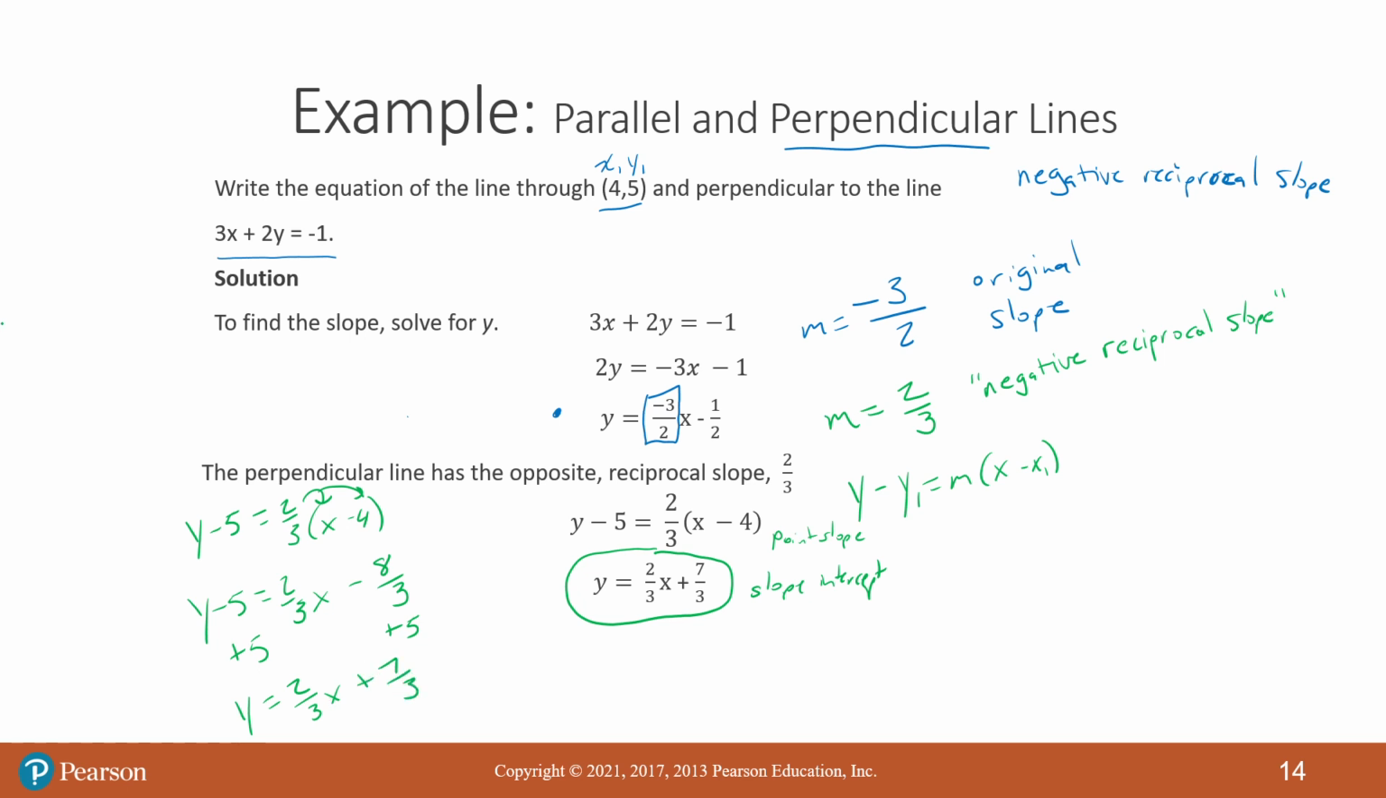If you have trouble computing the 5 minus 8/3 part for your constant, remember you need to find a common denominator. The 15 needs to go on top. 15 over 3 minus 8/3. 15 minus 8 is 7. Common denominator 3. Okay, this is our final answer. This is our perpendicular line to the original equation, 3x plus 2y equals -1, that goes through the point 4, 5.